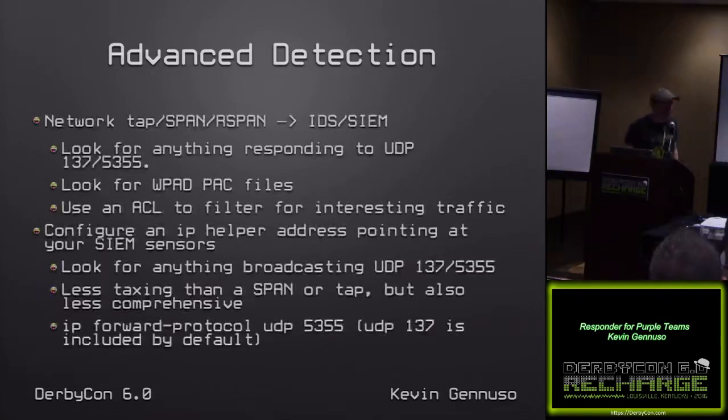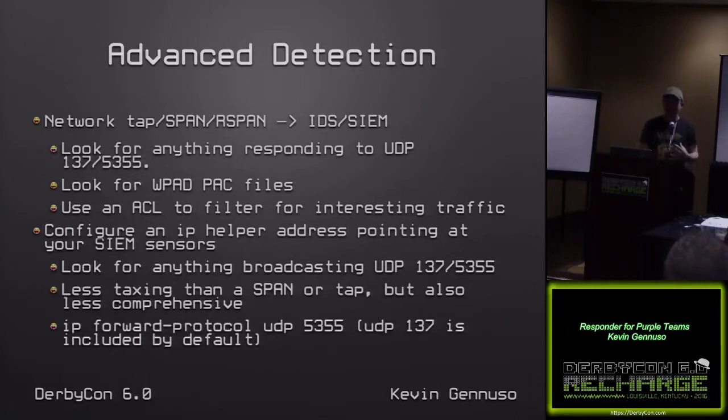From a network perspective, you can have a tap on your user traffic, span port, whatever, that's mirroring your user traffic. Send that to your IDS or your SIEM. Look for WPAD files. Use an ACL to filter interesting traffic. If you don't want to flood a sensor with a bunch of garbage, you can put an ACL on that stuff pretty easily. Configure an IP helper address to point to your SIEM sensors. That's interesting because IP helper is typically used for DHCP, but it will forward UDP broadcasts across subnets.